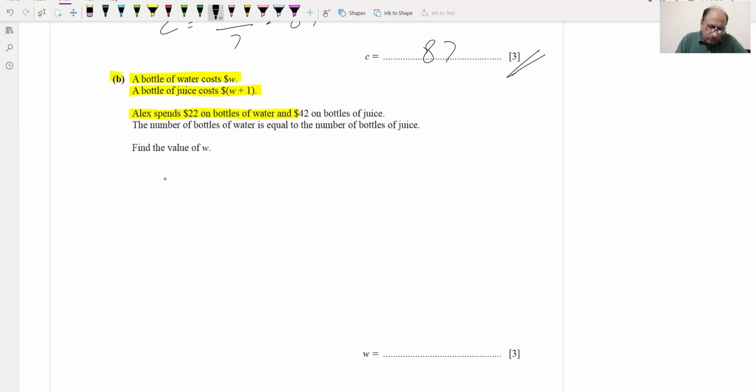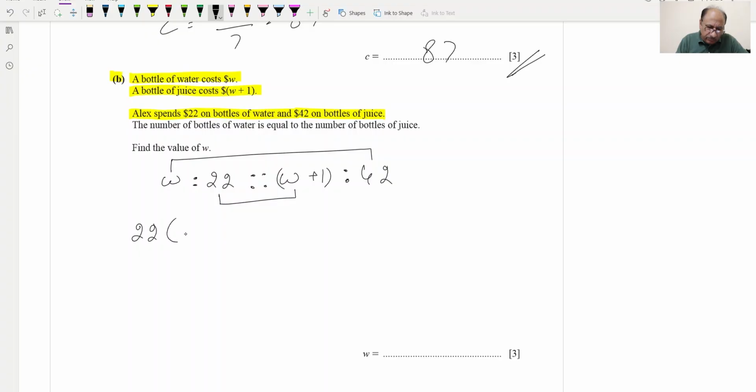So on bottles of water he spends $22, whereas on 42 bottles of juice. So juice is W plus 1, and the ratio we can write with the quotient symbol, and this will be internal multiplied by external. We can put brackets over here, and we will get 22 multiplied by W plus 1 will be equal to 42 multiplied by W, so 42W.